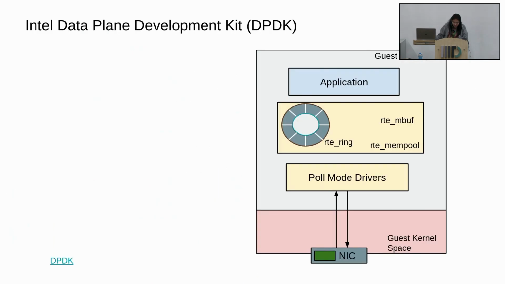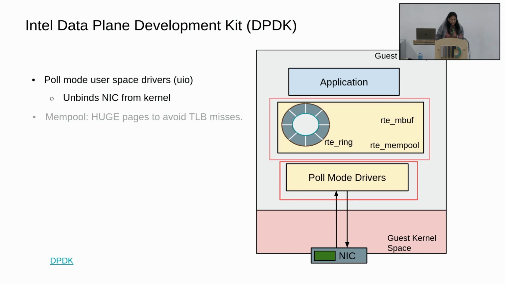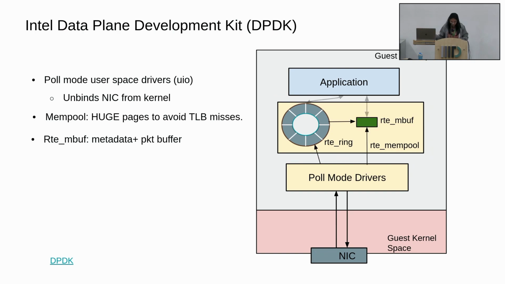So there's this new concept that's supported by Intel called the Intel Data Plane Development Kit, or DPDK. What it says is, okay, you've got the access to the physical NIC, right? I'll provide you a driver so that now you bypass the guest kernel space as well.